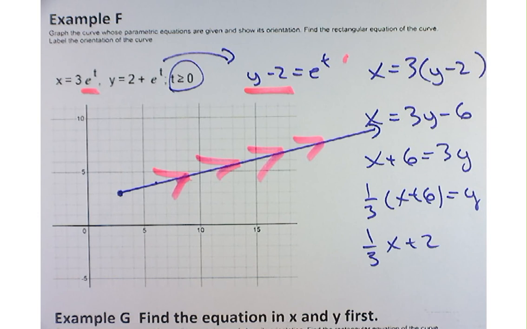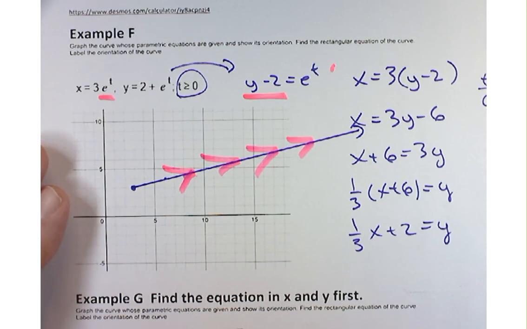So that's all you want to see on a test, right? y equals 1/3 x plus 2, and then also graph it, and the little arrow. That's all I'm looking for on the test.